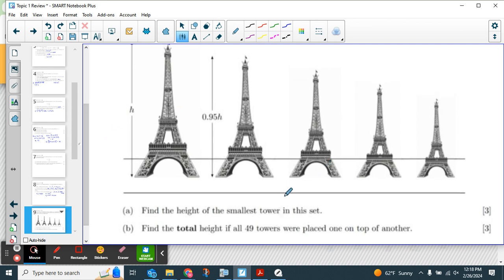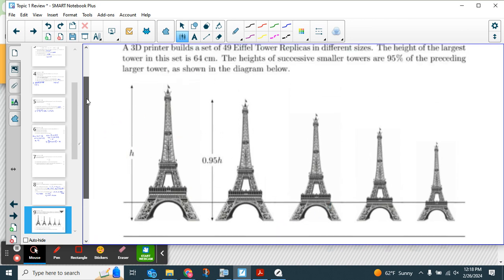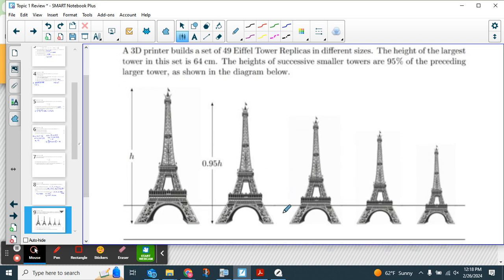All right, now first, we're just going to come up with a formula, a geometric formula for the nth term. So I have u sub n is equal to u sub 1 times r to the n minus 1 power. So in this case, my u sub 1 is 64, my r is 0.95, to the n minus 1 power.